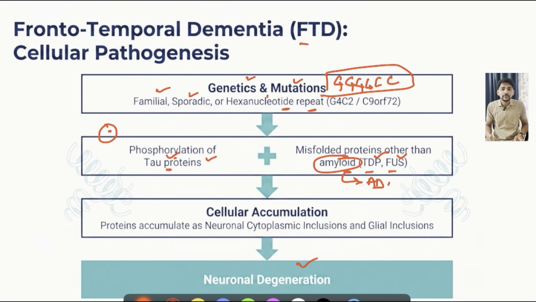Just to compare with Alzheimer's dementia, we can see the genes involved are quite different. The protein which is getting accumulated is different from Alzheimer's, and these are cytoplasmic inclusions, whereas in Alzheimer's disease, they were mainly extracellular amyloid beta deposits. But the end result will be the same, that is neuronal degeneration.